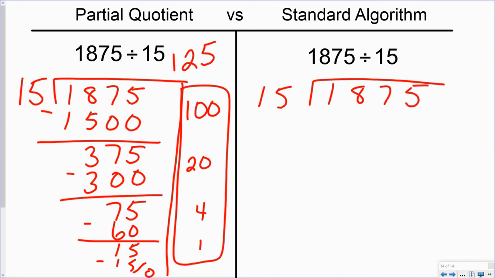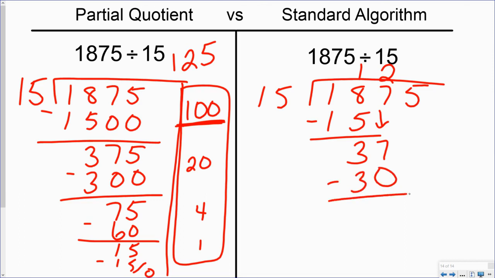And as I go left to right, 15, how many groups of 15 into 1? I can't do that because I don't have enough. So I have to go to my next number. So I have to look at it as an 18. So 15 into 18 goes 1 time. So I subtract my 15, and that gives me 3. And that 1 is representing that 100 right there. Bring down my 7. Well, 15 into 37 goes 2 times because that's 30. And again, that 2 is representing that 20 right there. So it leaves me 7 left over.